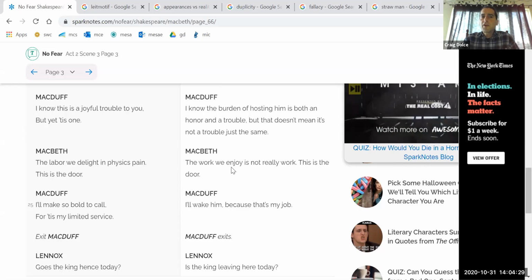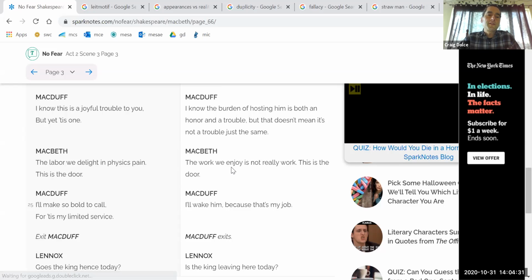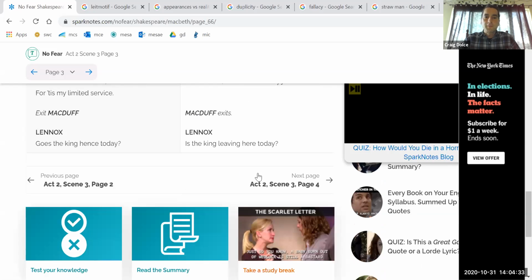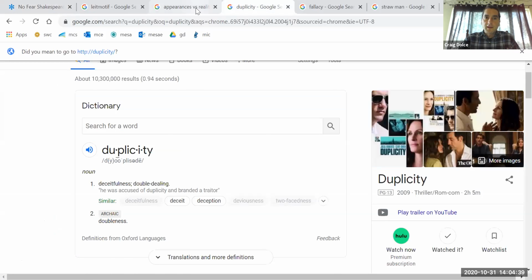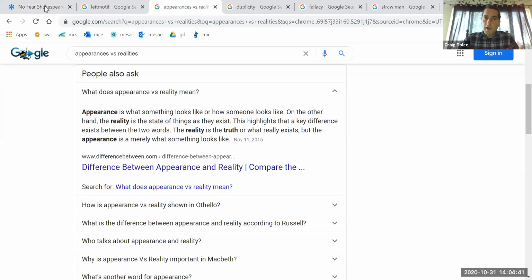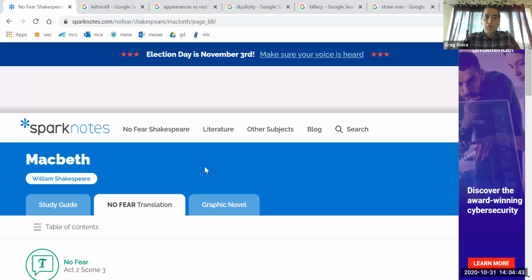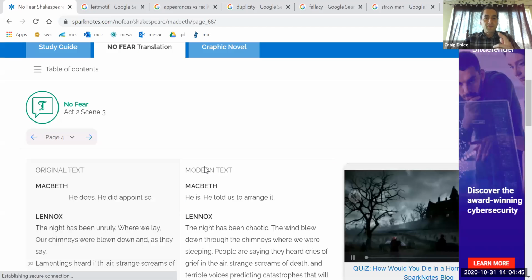"This is the door." Oh, it's not real work because I'm just doing this for you and Duncan and for the kingdom. Again, he just murdered Duncan. It's absurd how he's able to appear one way, but in reality act another way. However, we see for the second time that Lady Macbeth has to cover up for him.